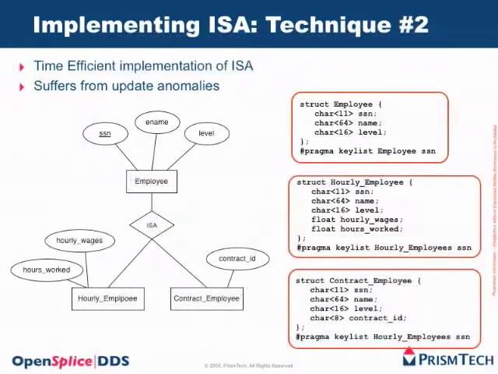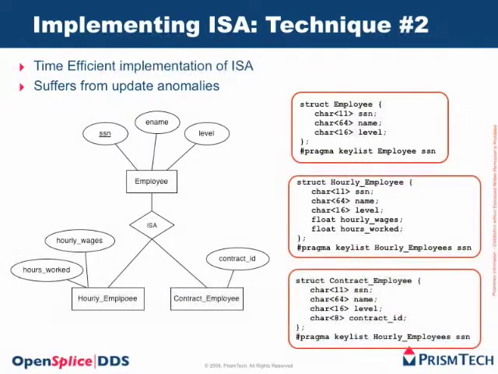So this is time efficient because you don't need to do any joins in order to access the fields of the supertype, but can suffer update anomalies. Because if you change, let's say, the name for an hourly employee in the hourly employee type, then unless you also change it in the associated employee, you create inconsistency in your data, which is an update anomaly.